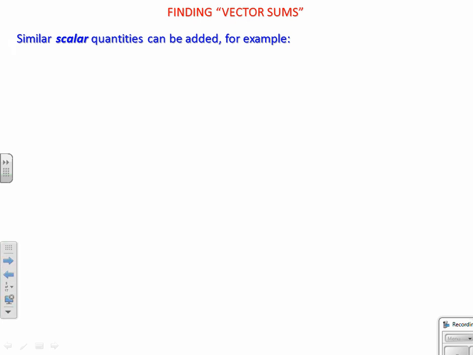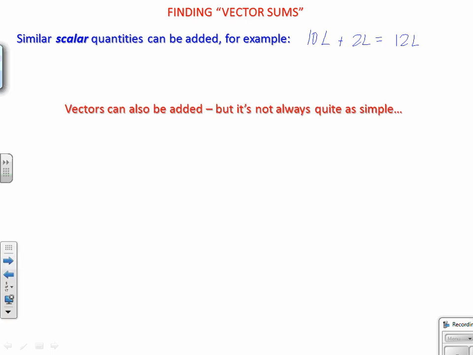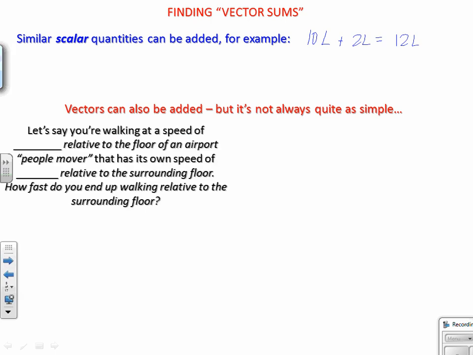Now, vector sums. Scalars are really easy to add. For example, what do we have in the first page? Oh yeah, we talked about volume, right? Well, we could say, for example, 10 liters plus 2 liters is definitely 12 liters, right? You have 10 liters of water, you add 2 liters of water, no matter what, you're getting 12 liters of water. Agreed? Good. However, vectors can be added like scalars, but it's really not as simple. And here's a couple of examples to sort of lead you down that road.